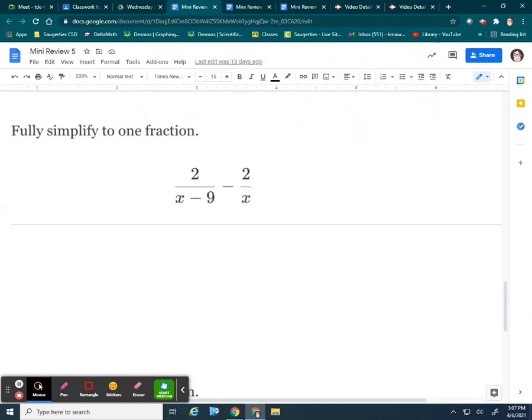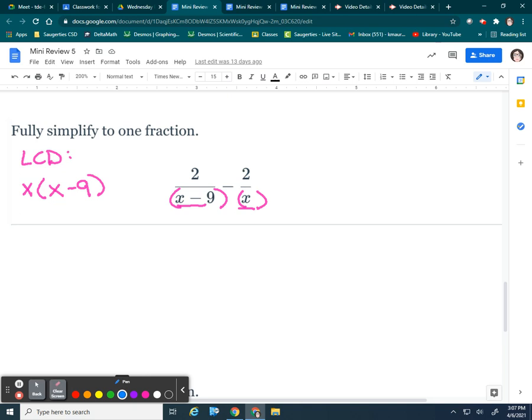This one's a little bit different. We're subtracting, but the denominators don't match. So our least common denominator, take both of them, put it together. This is a monomial, this is a binomial. You can't just throw a minus 9 at the end of that second fraction. So what I'm going to do now is make these denominators match. If I put an x on the bottom, I got to put an x on the top. Over here, I put an x minus 9 on the bottom, so I have to put an x minus 9 on the top.